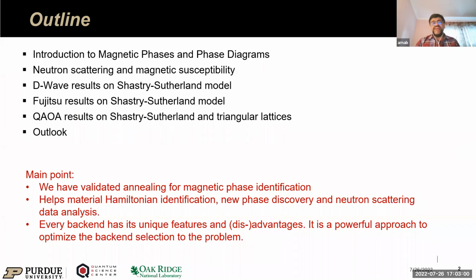So as an outline, I will introduce the magnetic phases and phase diagrams, and then neutron scattering and susceptibility, something that we are trying to emulate. Then I'll show the D-Wave results, the Fujitsu results, and some recent QAOA results on the Shastry-Sutherland model on triangular lattices. And the main point that I want you to get out of the talk is that we have validated annealing for magnetic phase identification, and it works. And it can help us in material Hamiltonian identification as well as new phase discovery.